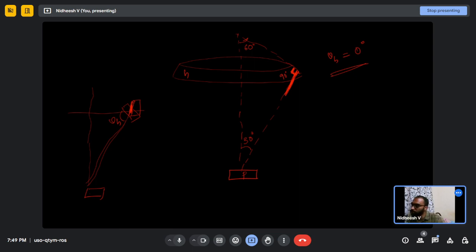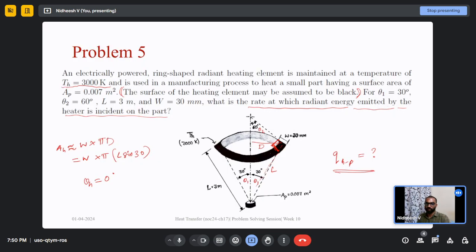Is that clear? Okay, right? Jitendra, is that clear? Okay, I think it is clear.